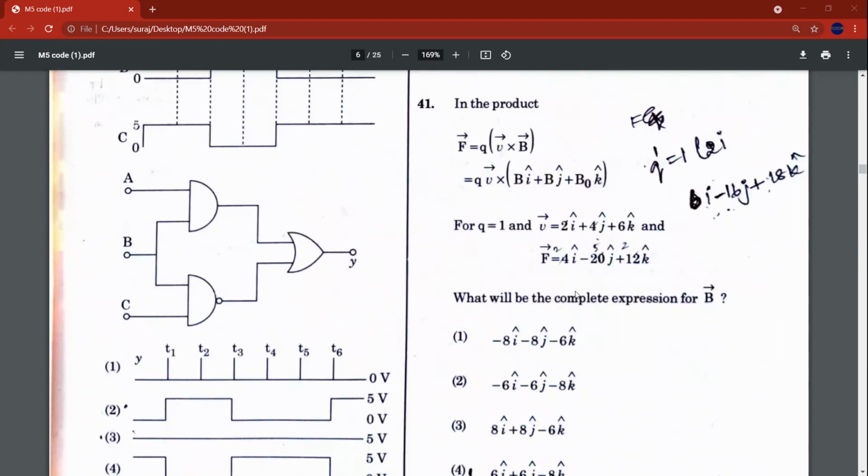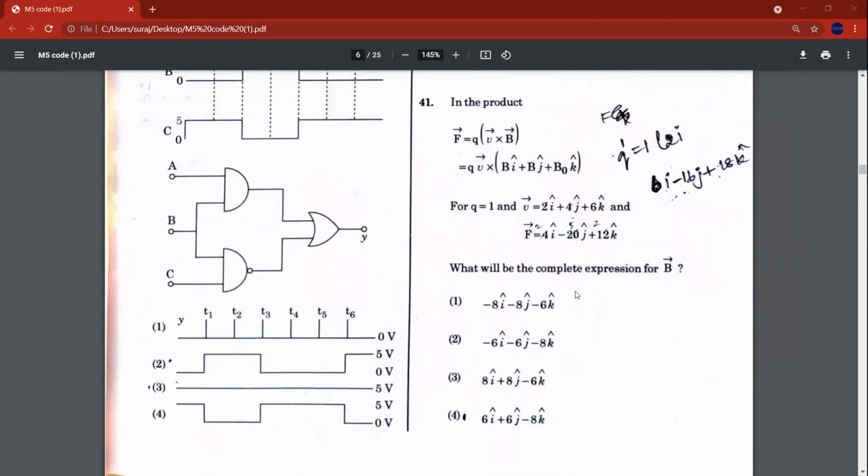In the product, F is given. Let's say the question. They are just asking what is the expression for B? Expression for B, F is given. So what you should do, as F value is given, Q is 1, V is 2 I cap, right? 2 I cap, you should do cross product and you should compare with F. You should cross product V and B, then you should compare with F. So option 1 will be correct. Minus 8I, minus 8J, minus 6K. Yes. Next question.